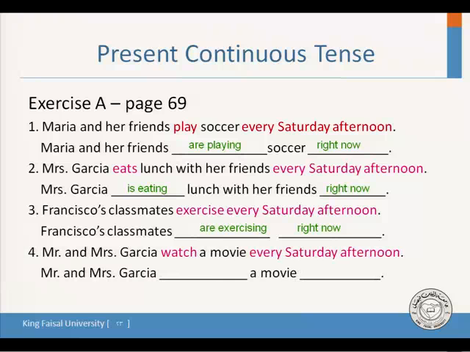And the last sentence, number 4, Mr. and Mrs. Garcia, 2 people, watch a movie every Saturday afternoon. Mr. and Mrs. Garcia, what are they doing now? They are watching a movie right now, at this moment. So this is the difference between present continuous and present simple.